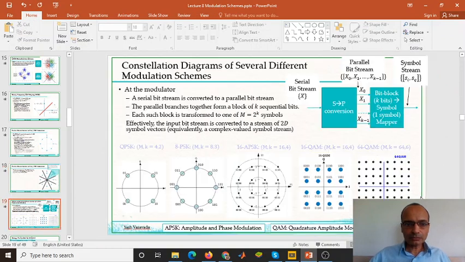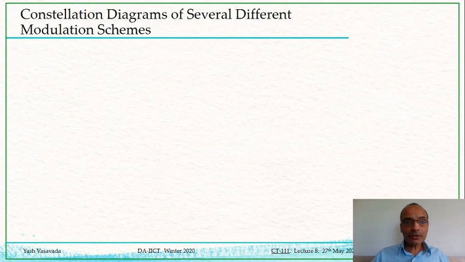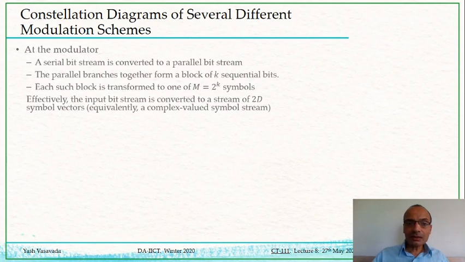So let us go to a further generalization of the 8-array or M-array PSK scheme that we have formulated in the earlier diagram. And before we proceed further, let us first recap or encapsulate the overall block diagram of this generalized modulation scheme. The way the diagram looks like is as follows.